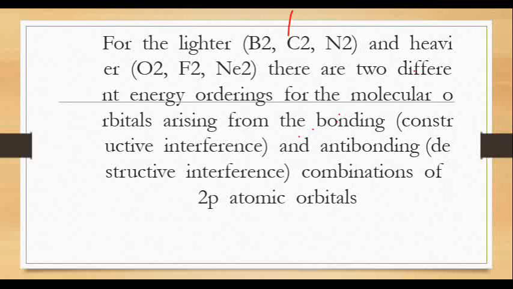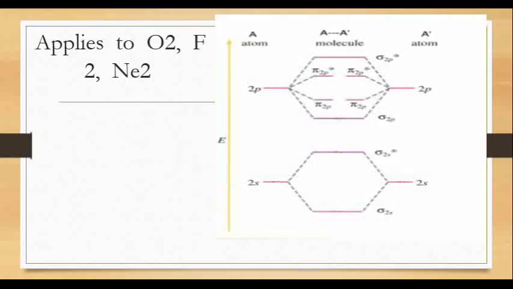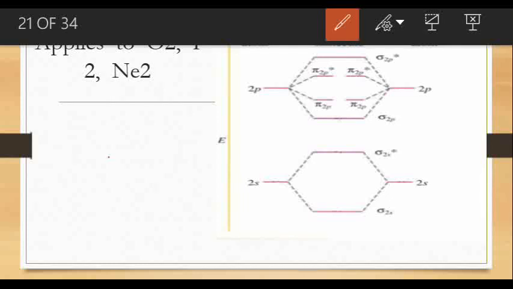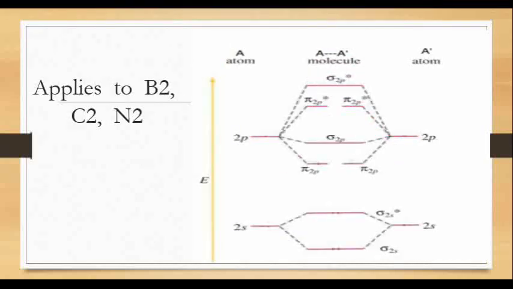For lighter molecules B2, C2, N2 and heavy molecules O2, F2, N2, there is an energy difference between their orbitals. For O2, F2 and N2, the energy difference is there. The sigma 2p has lesser energy than the pi 2px and pi 2py. Sigma 2pz has lower energy. And if we talk about B2, C2, N2, the energy of 2pz is higher than the energy of 2px and 2py.